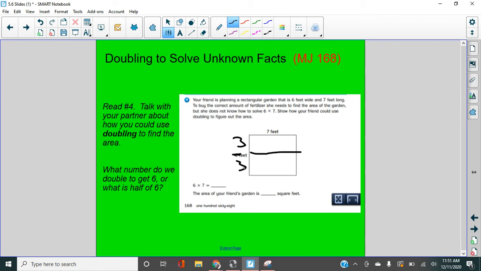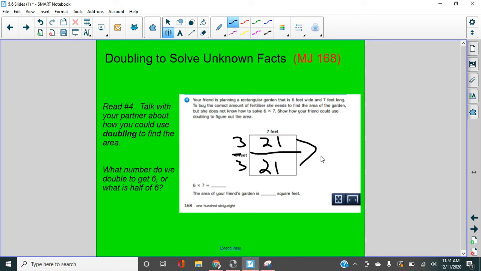So now we have one rectangle that is 3 times 7 and another rectangle that is also 3 times 7. What's 3 times 7? 3 times 7 is 21. So this rectangle is 21. And is this rectangle 21 also? It sure is. 21 feet squared. So when we put these together, we would know how much 6 would be, right? Because we're doubling this. How much would this be? 21 and 21 more.